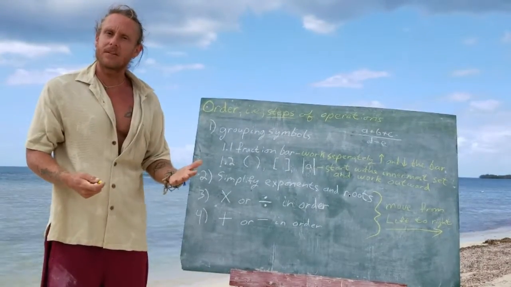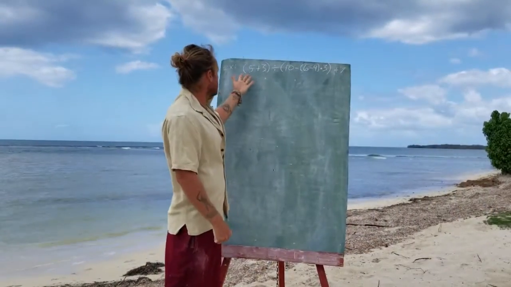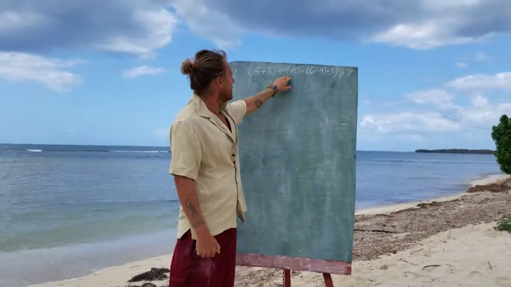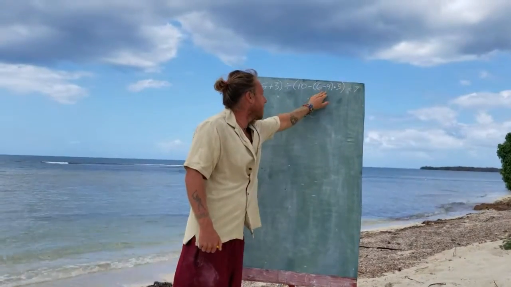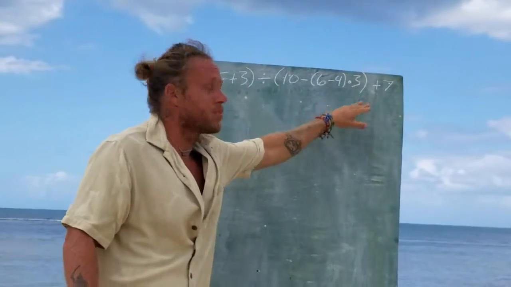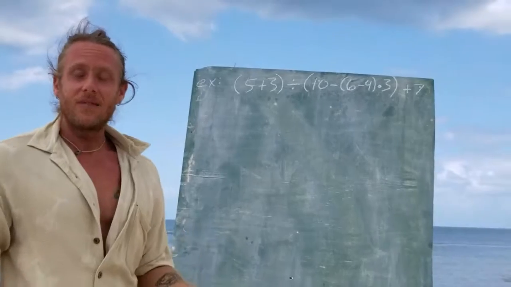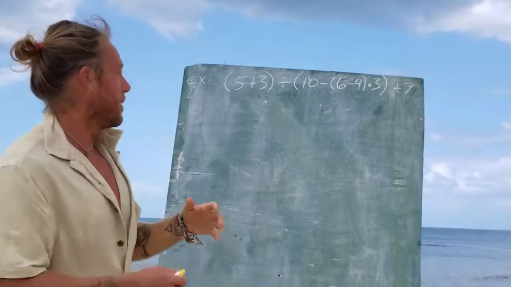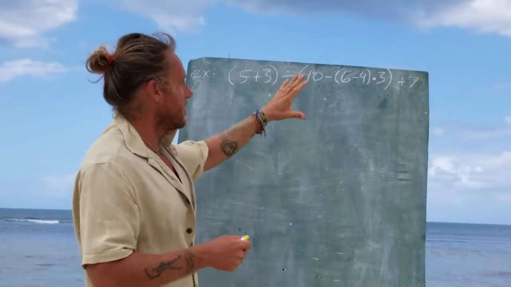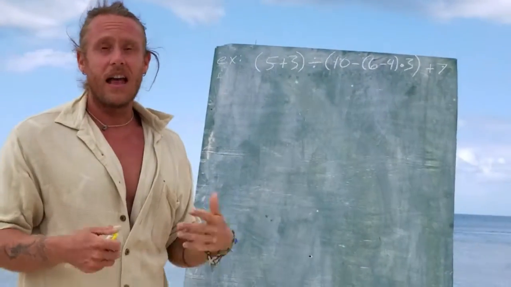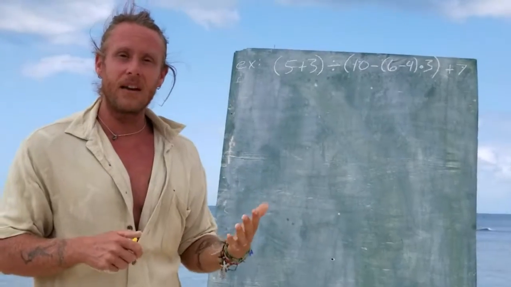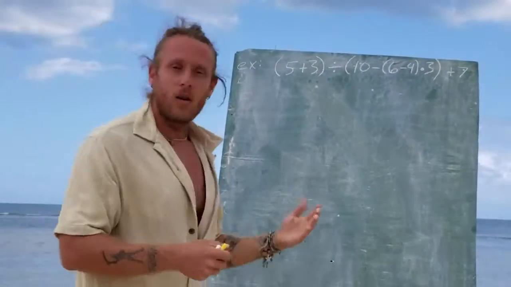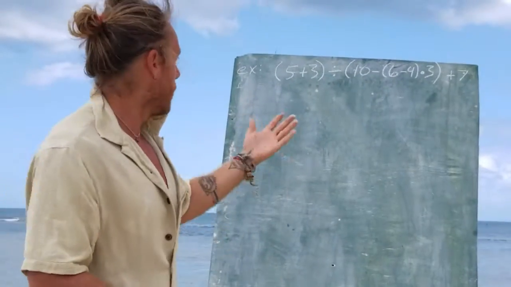So let's consider some examples. So here we have the expression, parentheses 5 plus 3, parentheses divided by, parentheses 10 minus, parentheses 6 minus 4, parentheses times 3, parentheses plus 7. Let's evaluate this. Now you can see already the importance of having some sort of order. I mean, there's quite a number of ways one could tackle this without any type of order. And as we saw from just that small example at the beginning of the lesson, we would probably get some quite different answers.